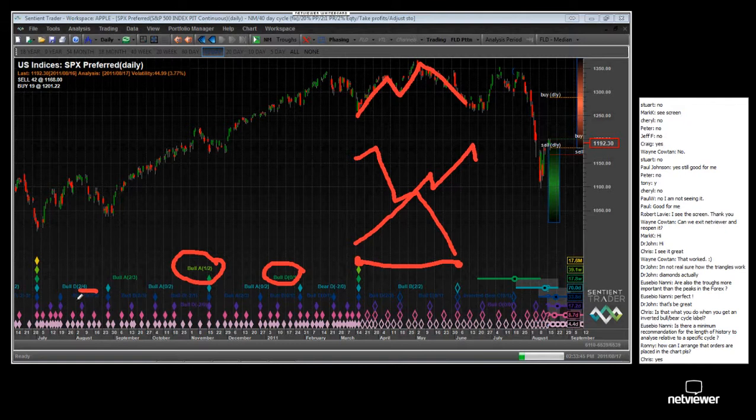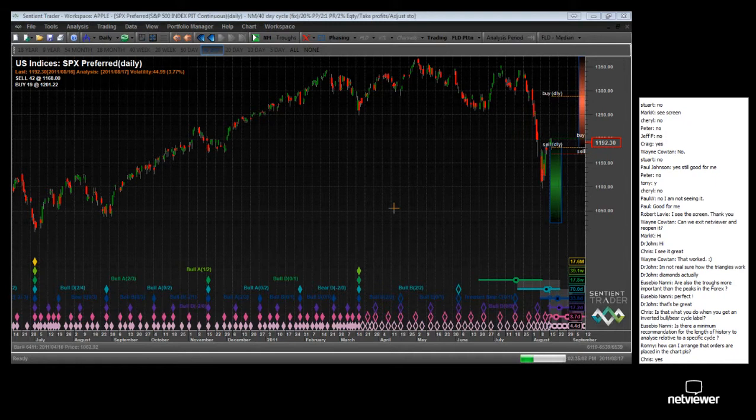What Sentient Trader does is it analyzes the cycle shape of every cycle that plays out, and it plots it here at the bottom, as you've seen. Bull A, Bull D, and so on. Those are all, and bears, there are bear patterns, and so on. Those are the cycle shapes that it has identified. It uses the cycle shapes when it's performing trading according to the sentient trading method.